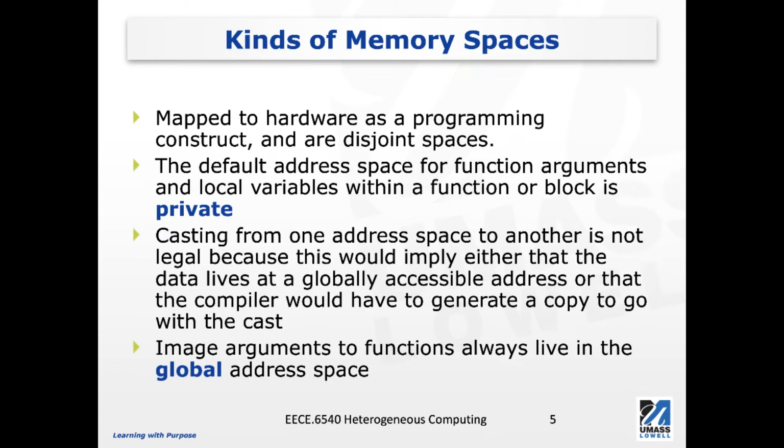The memory spaces map to hardware as programming constructs, and they are disjoint spaces. By default, the address space for function arguments and local variables within a kernel function is private. That means these variables are allocated in a private memory space. You cannot cast from one address space to another because that would imply either the data live in the globally accessible address space or the compiler would have to generate a copy to go with the cast. The image arguments, the image objects to a function, always live in the global address space.